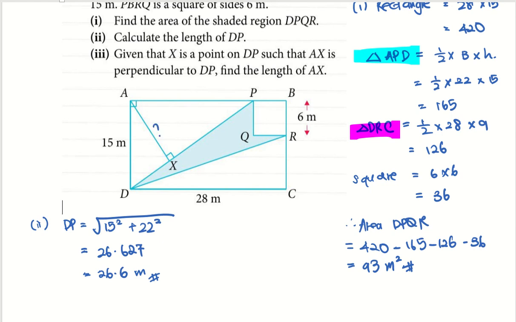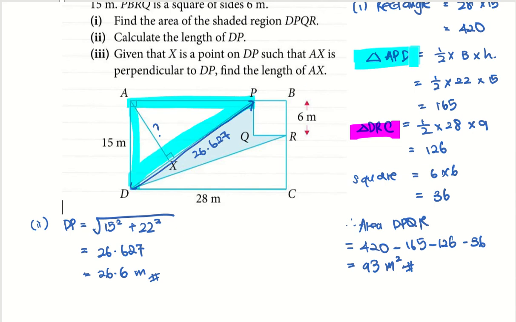First thing first, if you take a look at your previous part, you have actually already found this length according to your part 2, which is 26.627. You have also found the area for APD in your part 1, which is the one highlighted in blue over here, on the right side. So if you have the area and the base, your length AX can also be taken as the height, because of the 90 degrees over here. So let's just plug into your area of triangle formula.